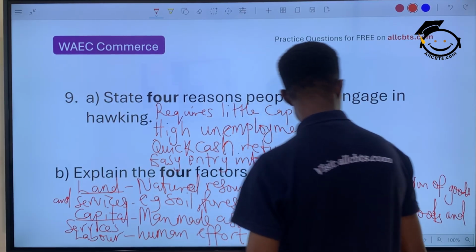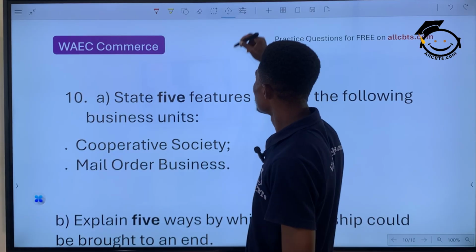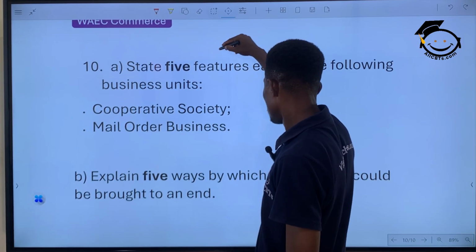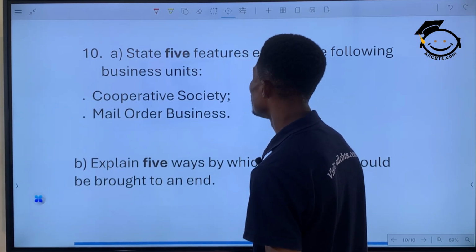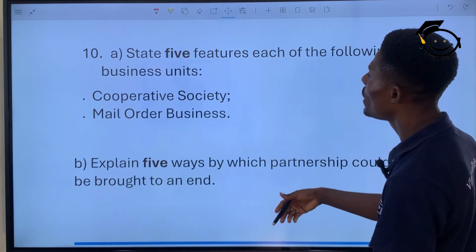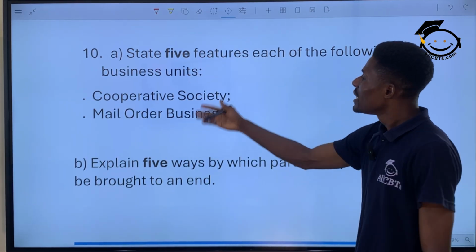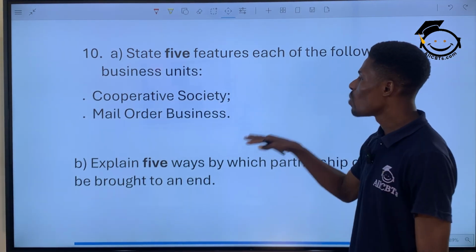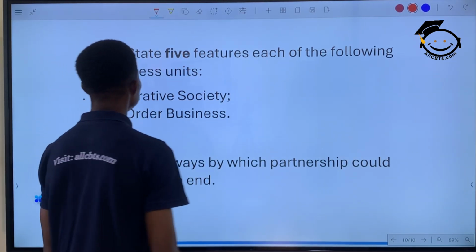Now let's go to number 10. We have question A. State 5 features each of the following business units. What they are saying here is to state 5 features for these 2 business units: cooperative society and mail order business. Let's look at some of them. We'll take some of them.